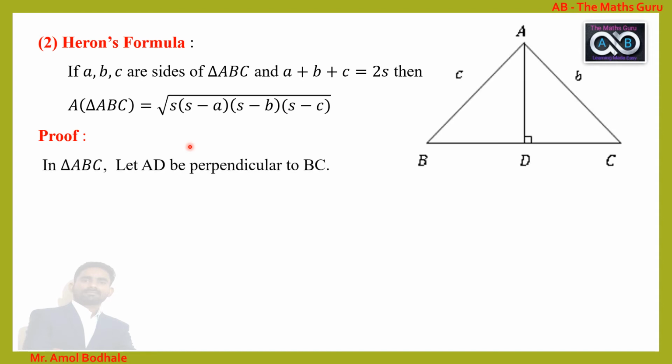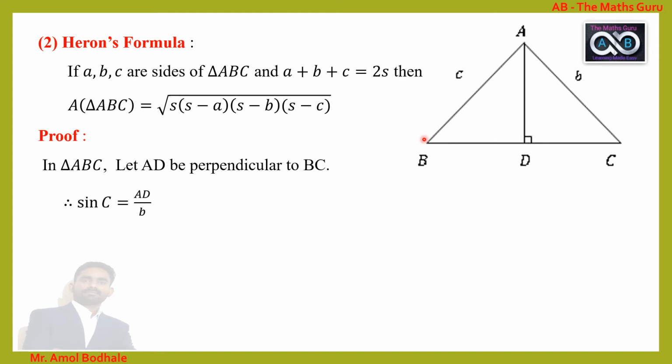So we'll consider triangle ABC and we'll draw AD which is perpendicular to BC. To prove this area of the triangle, we can use the formula of area of a triangle, that is half into base into height. So in this triangle the base is BC, which is exactly opposite of angle A, which is small a, and the height is AD. So we have to calculate the height AD. That is why we'll consider the sine of B in this triangle ADB.